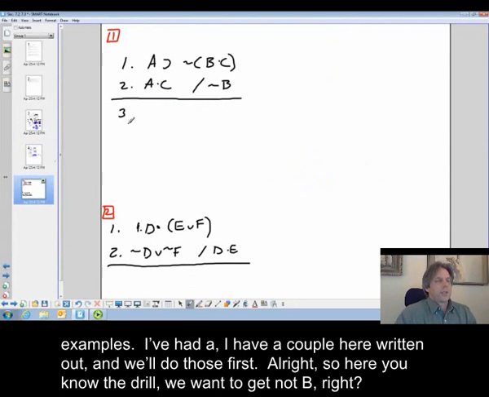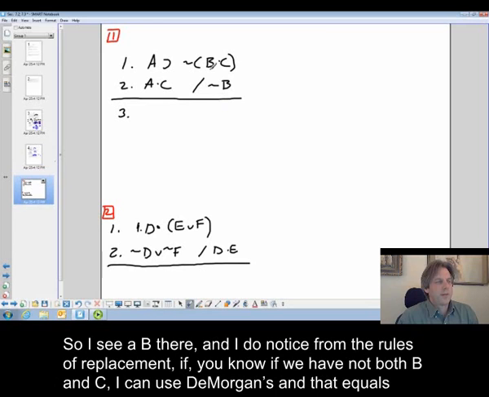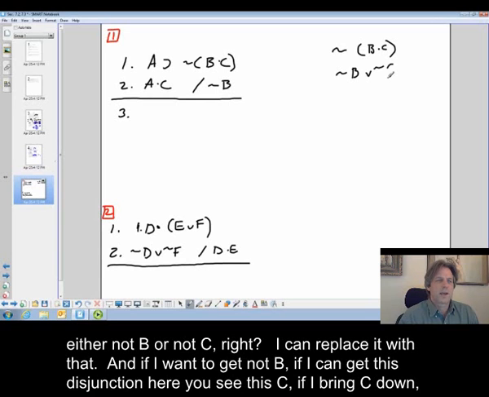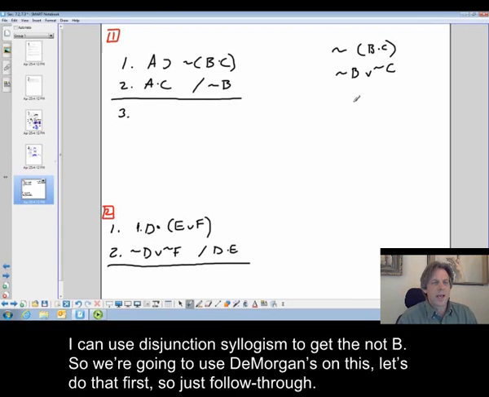All right. So here, you know the drill. We want to get not B, right? So I see a B there, and I do notice from the rules of replacement, if we have not both B and C, I can use De Morgan's, and that equals either not B or not C, right? I can replace it with that. And if I want to get not B, if I can get this disjunction here, you see this C? If I bring C down, I can use disjunctive syllogism to get the not B. So we're going to use De Morgan's on this. Let's do that first. So just follow through. Here's De Morgan's.